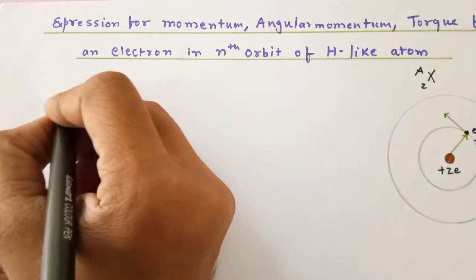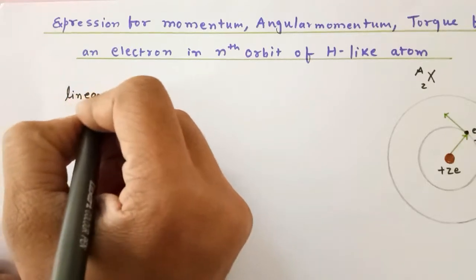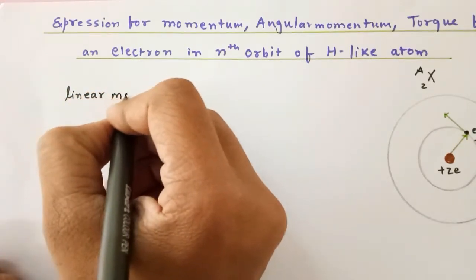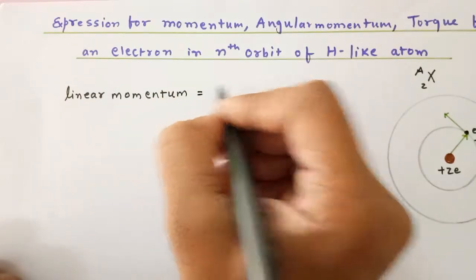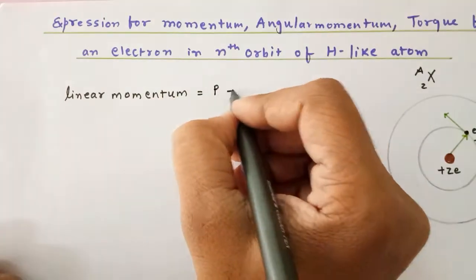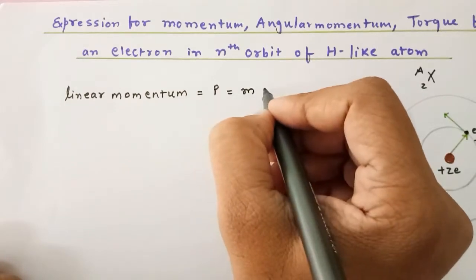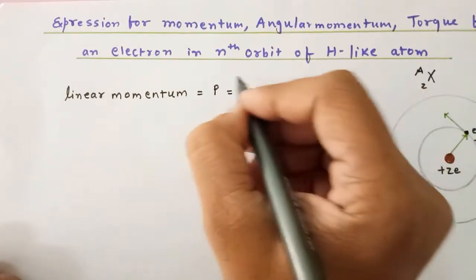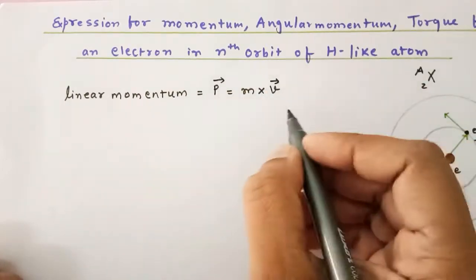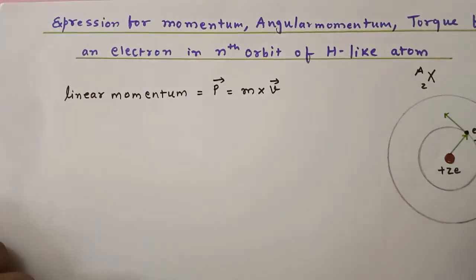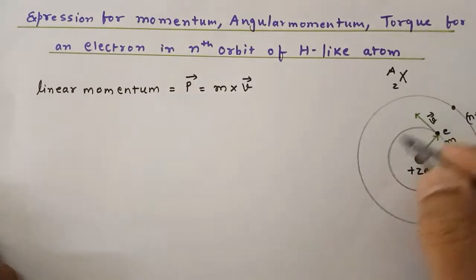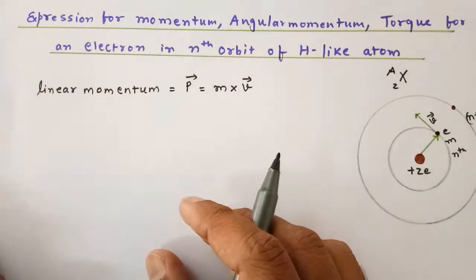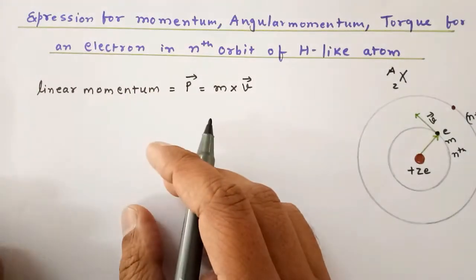So talking about the linear momentum, linear momentum is represented by P, that is m times v. It's a vector quantity in the direction of velocity. So the velocity direction is shown over here. This is the direction of velocity, tangential. If this electron moves round and round like this, then that would be the direction of the velocity.